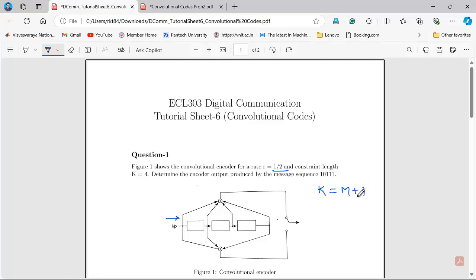I am considering this based on Dr. A.S. Gandhi sir's book. So number of memory elements plus 1. Here we have 3 memory elements plus 1, therefore we have 4. Okay, so in this way you can find the constraint length.